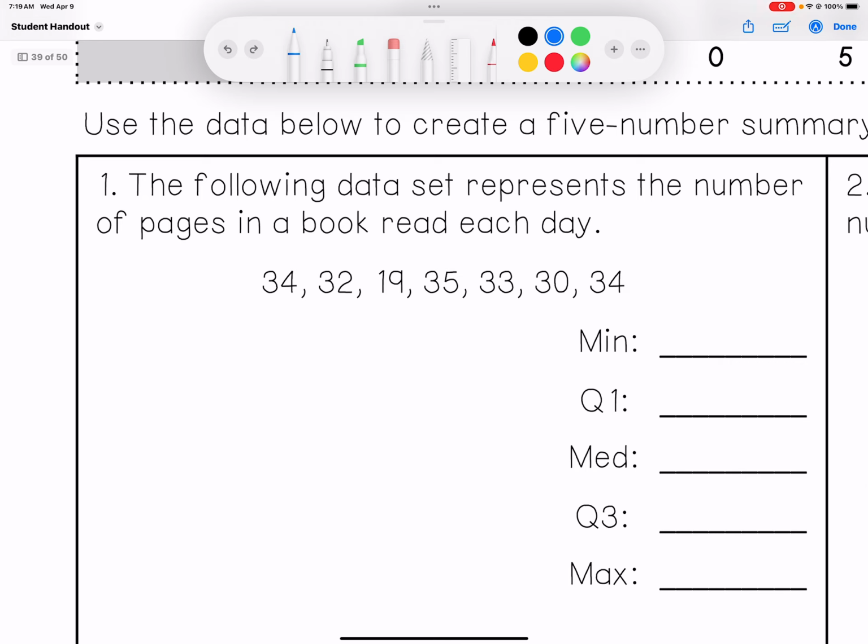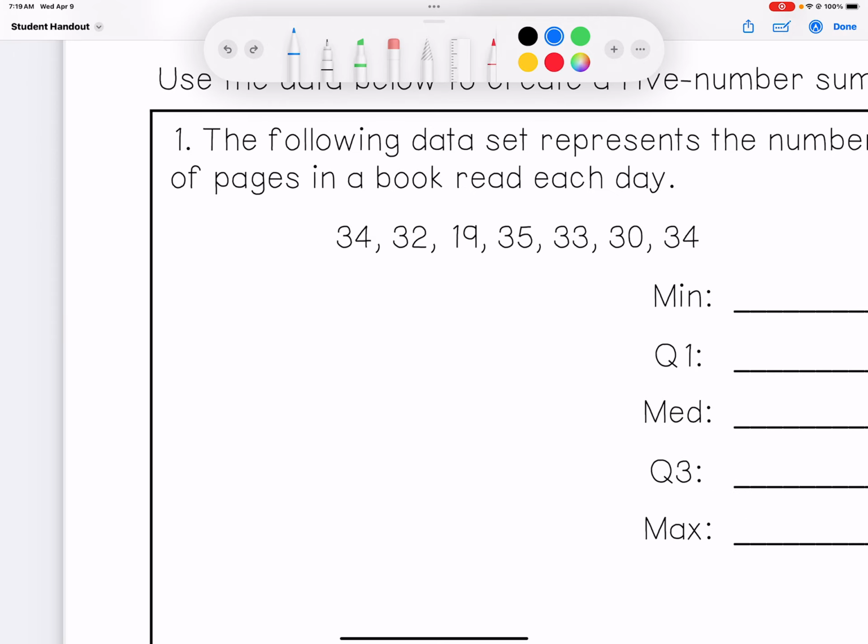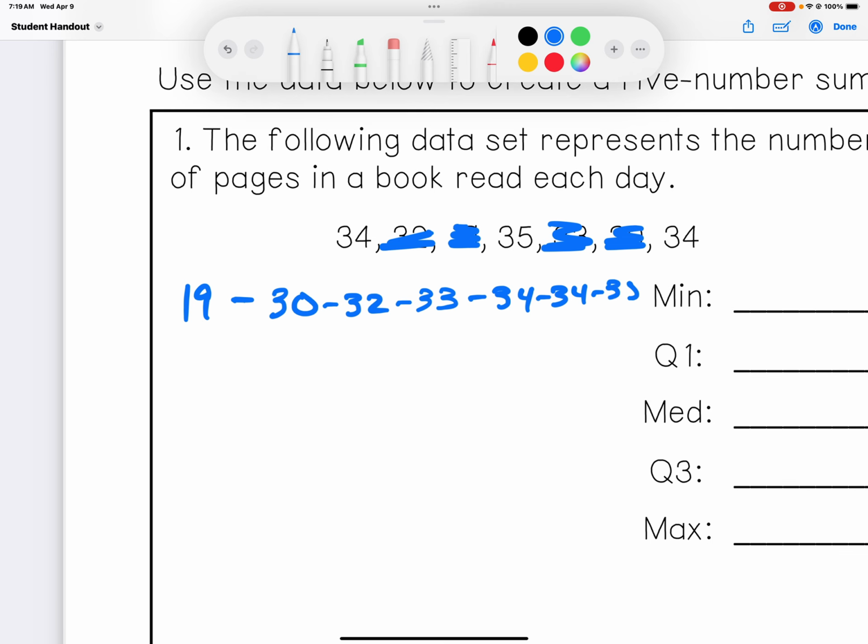All right, so the following data set represents the number of book pages read in a day. I'm going to go ahead and rewrite them because we're going to have to rewrite them. So I'm going to go ahead and start with 19, 30, 32, 33, 34, 34, and 35.